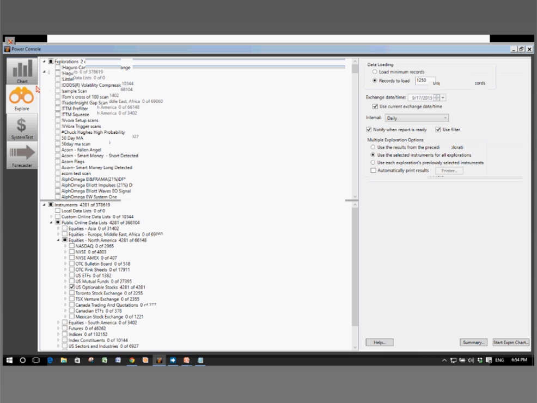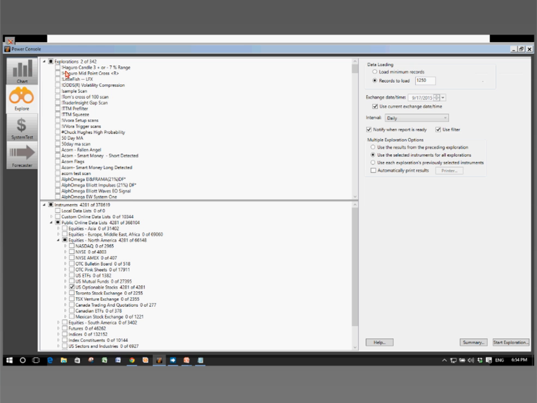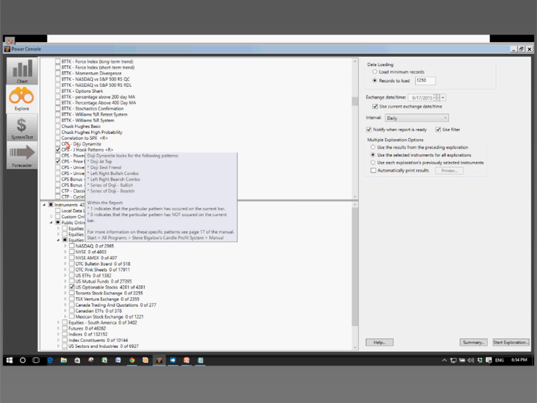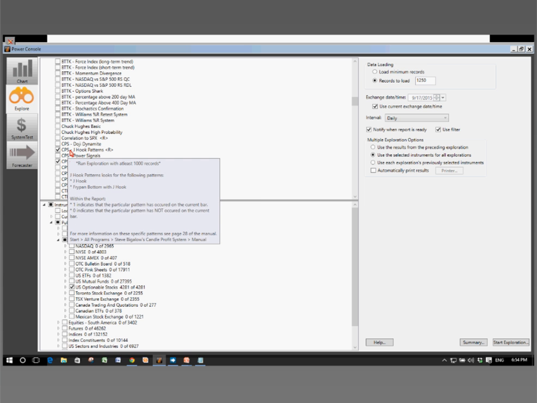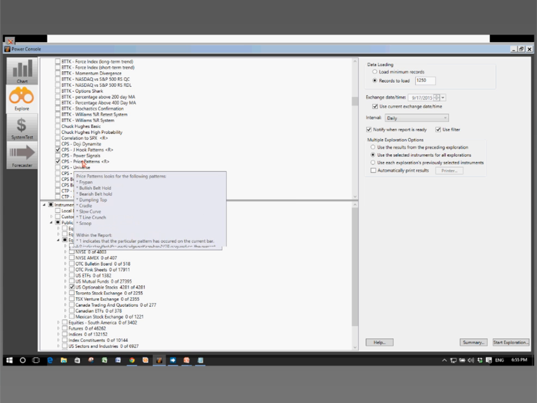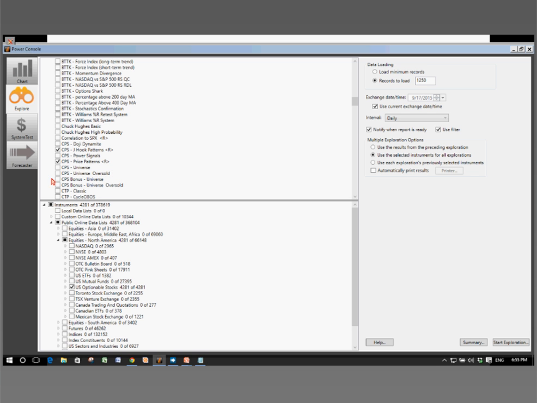Okay, so if I come in here to our exploration tab, it's going to list all of the different scans that are available. Now, I've been working with Metastock for 20 years and I've written all kinds of scans. By default, you're going to have a lot of scans in the Metastock software program, but not as many as I've got, because it is possible and very easy to go in and create your own explorations that you can save forever. The ones that you're going to have with the candle profit systems are basically the Doji Dynamite, the JHook, the power signals, the price patterns, and then a couple of bonus scans.